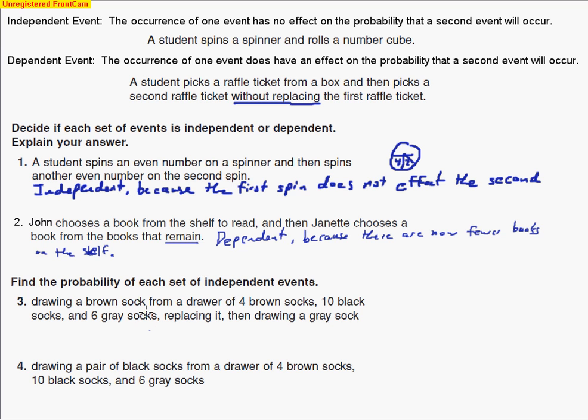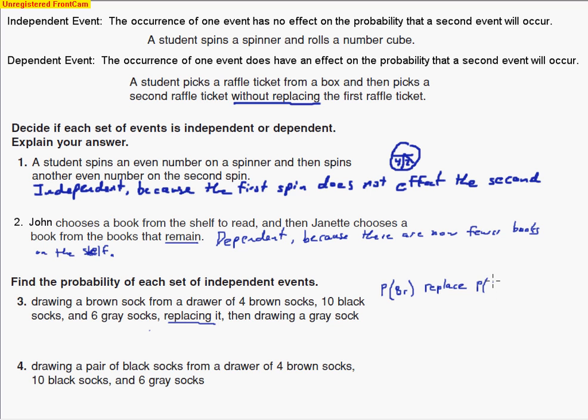Drawing a brown sock from a drawer of brown socks, 10 black socks, and 6 gray socks, replacing it, and then drawing a gray sock. And this is the key here. We replace the sock that we initially drew. So we're going to select a brown sock, just one sock, not a pair. So the probability of selecting a brown sock, and then we're going to end up replacing. Always look for that word, whether you replace it or not. So the probability of a brown, then the probability of a, let's see, which one is it?